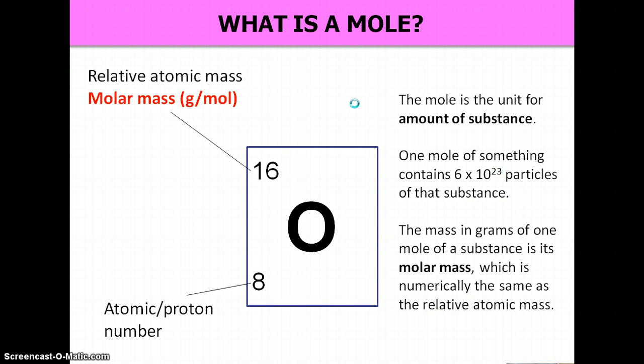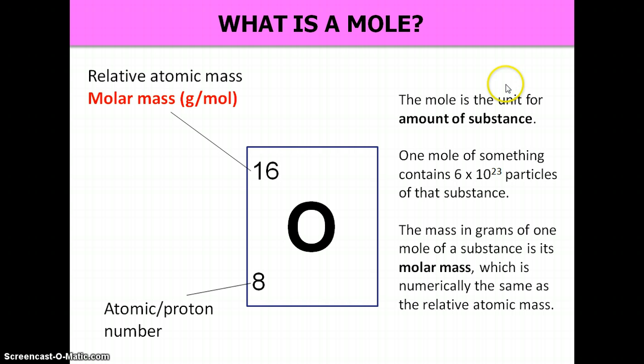Consider the same for oxygen. Oxygen's relative atomic mass is 16. That means that its molar mass, the mass of 1 mole of oxygen, is 16. So 1 mole of oxygen weighs 16 grams. I should say 1 mole of oxygen atoms at this stage weighs 16 grams.